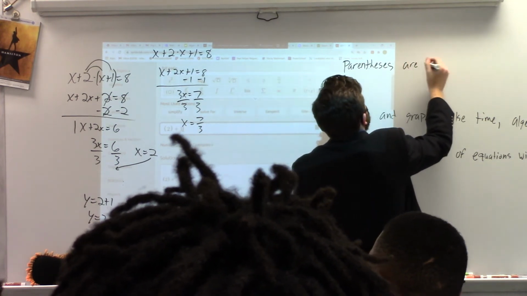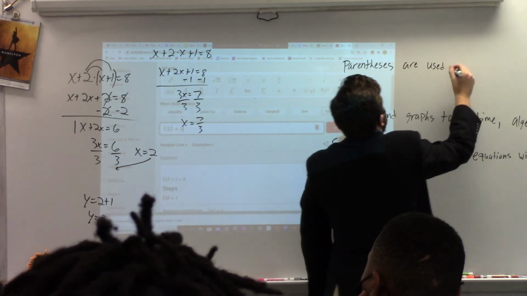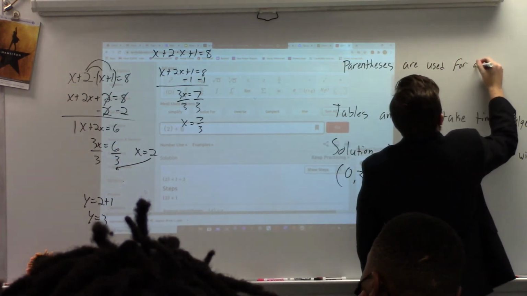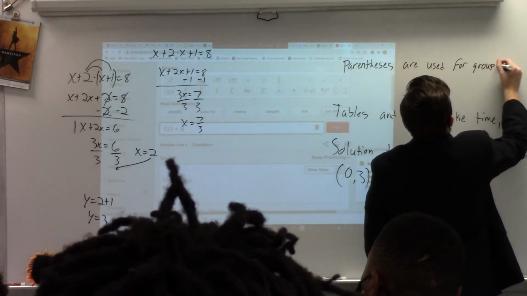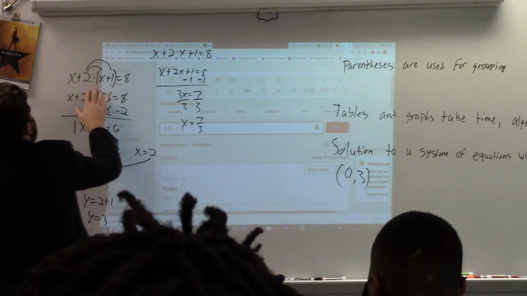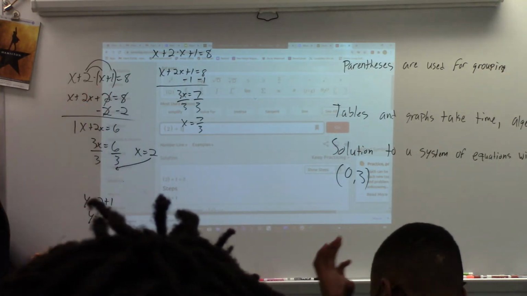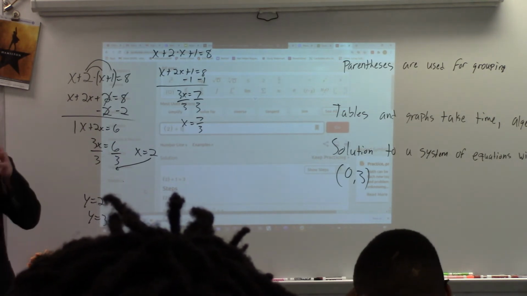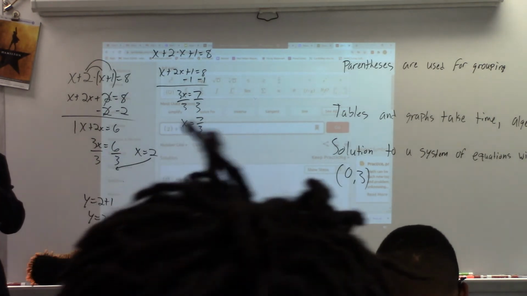Parentheses are used for grouping. They group together. So whenever I write 2 times, in this parentheses, x plus 1, that's telling me to multiply 2 by that whole group of x plus 1. You see what I'm saying?